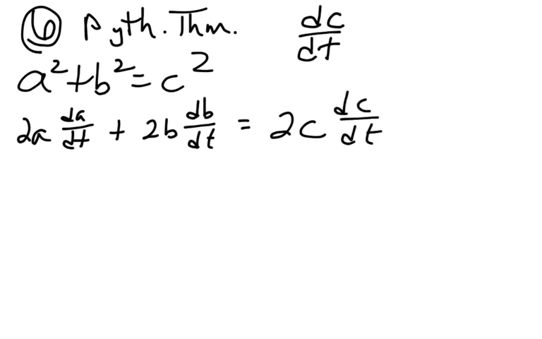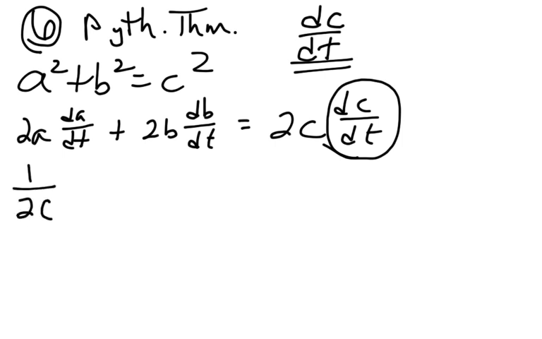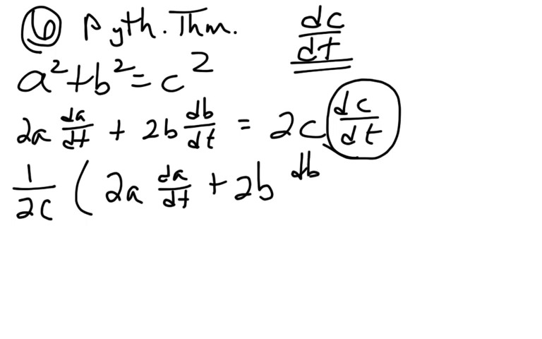And then the next thing that I have to do is isolate this dC/dt. So I can either divide both sides by 2c or multiply by 1 over 2c. I'm going to multiply by 1 over 2c. And now I've got dC/dt by itself. That's the answer. So that was a little bit easier than the last one.